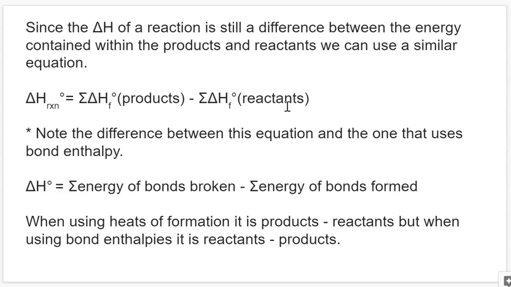Now, you might notice that this equation is a little bit different than the one we did before, where it was the sum of the energy of the bonds broken minus the sum of the energy of the bonds formed. The point I'm making here is that this is products minus reactants, and that one is technically reactants minus products. That just has to do with how the math is calculated. So please take note of that.